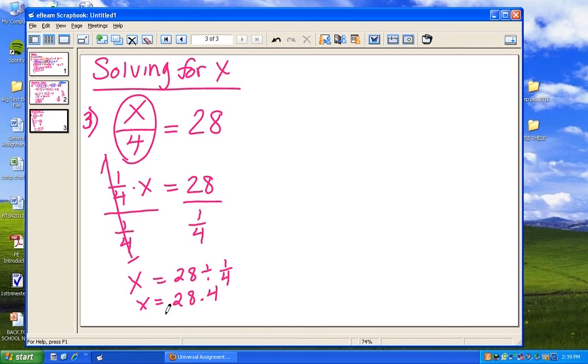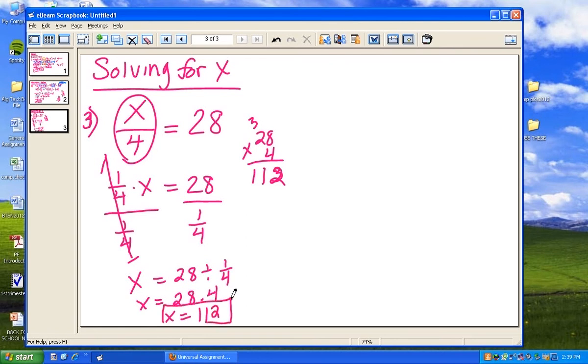And 28 times 4 over 1, I have to do my math. 28 times 4. 4 times 8 is 32. Whoops, I wrote it wrong. 2. Carry my 3. 4 times 2 is 8. Plus 3 is 11. So this is 112. 112 is my final answer.